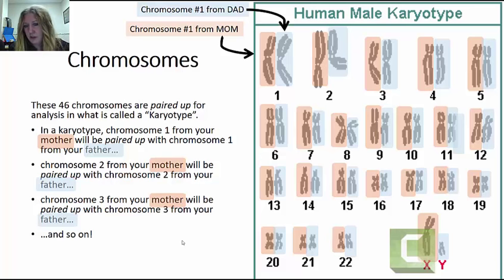And when we actually pair these chromosomes up with one another, for example, we're going to take number 1 from mom, number 1 from dad, put them side by side, take number 2 from mom, number 2 from dad, put those side by side, so on and so forth. And when we do that, we get something called a karyotype. This is an example that's shown here of a human male karyotype.